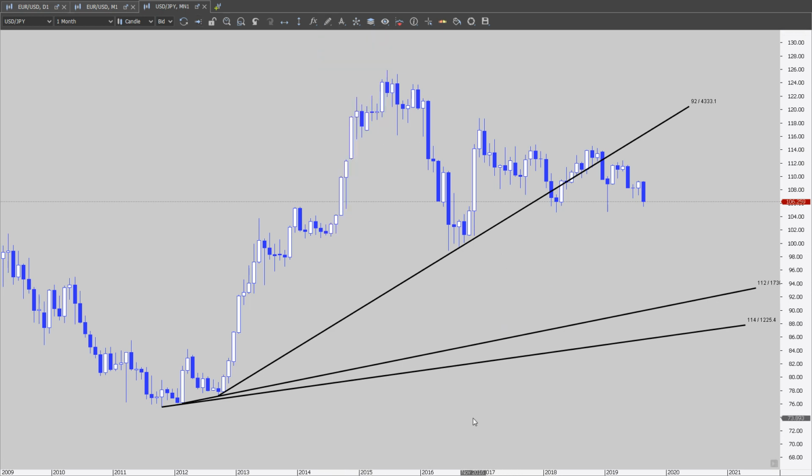MJ, Miguel, Annie, Eddington, Max, George, and everybody else, is this uptrend line correctly drawn? I have my long term on the USD/JPY monthly chart, I have my medium term, and I have my short term uptrend line. Is this uptrend line correctly drawn, everybody? You can say yes, you can say no, you can say I don't know, you can say maybe yes.